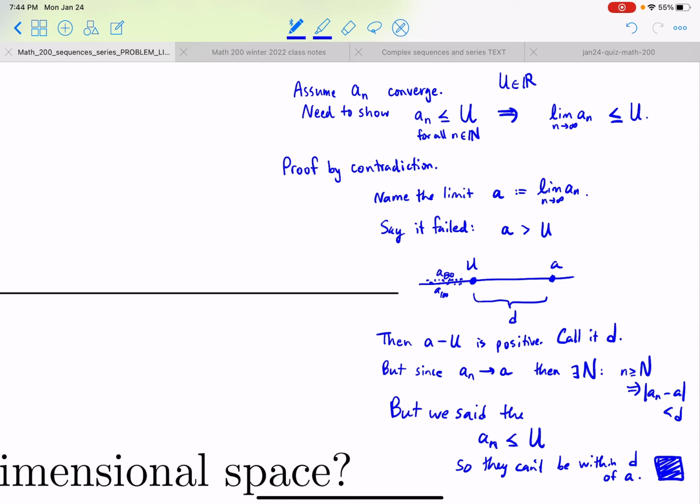Okay. So here's my proof by contradiction. Name the limit. That was just to help me. Then say that our conclusion fails. Well, then a must be greater than u. Draw a little picture. Notice that this is a positive number, but we have convergence, so that means that all the a sub n are inside here somewhere. Okay. And so that's a contradiction, because we were assuming that the a sub n were all less than or equal to u. Okay. That's all.